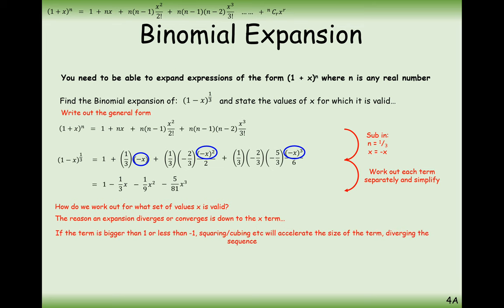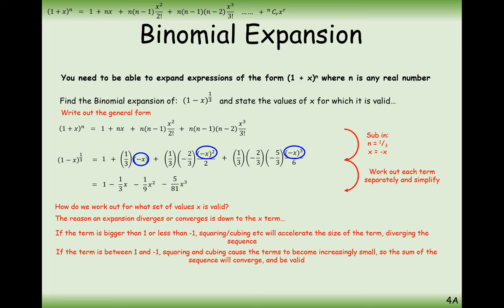So anything that's bigger than 1 or less than minus 1, when we cube it or square it, will accelerate the size of the term, diverging the sequence. We don't want that to happen. But the terms between 1 and minus 1, when we square them or cube them, will get increasingly smaller, so the sum of the sequence will converge and be valid. So the answer for this is going to be that we want our x values to be in between minus 1 and 1.